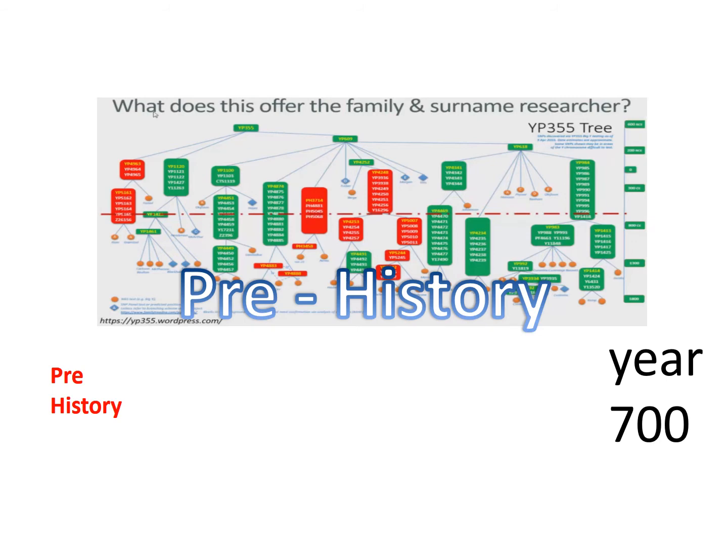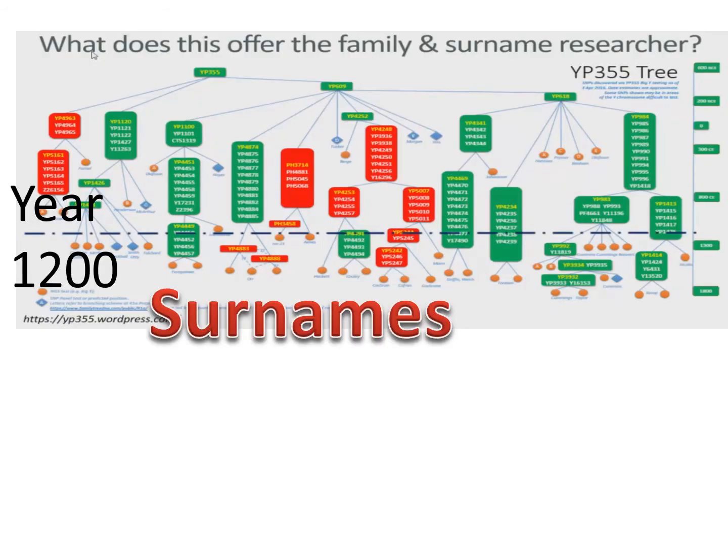They break the chart apart by time periods. They label time before the year 700 as prehistory. And you'll see the red dotted line going through this picture that you can't see any of the small print on. Then we move to the year 1200 where we have surnames. And you notice they don't let the lack of surnames or the prehistory stop them from drawing their family tree charts.